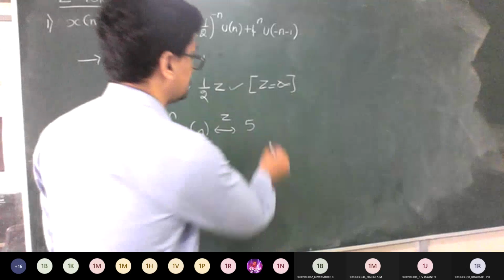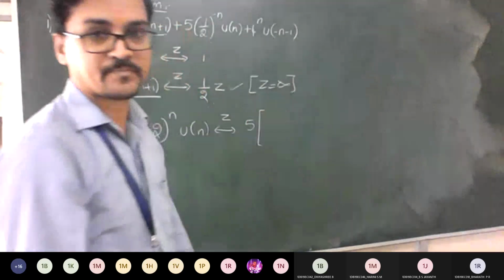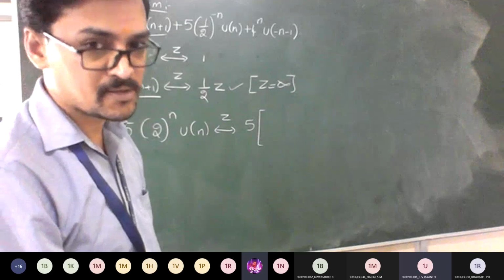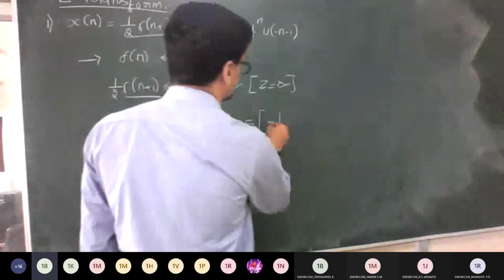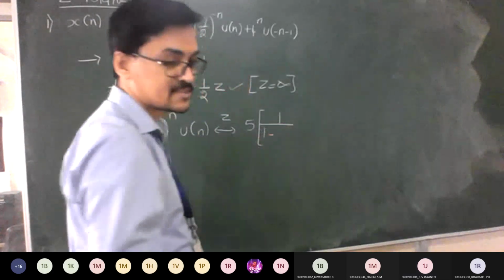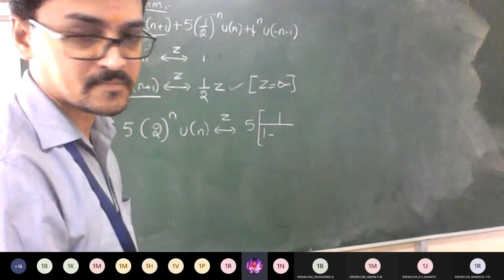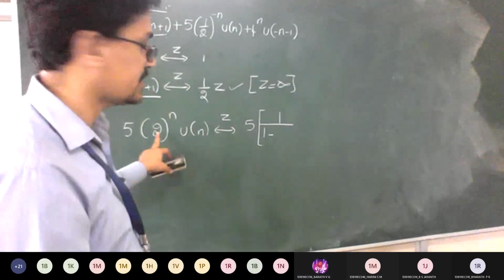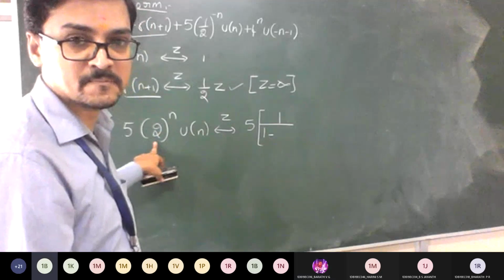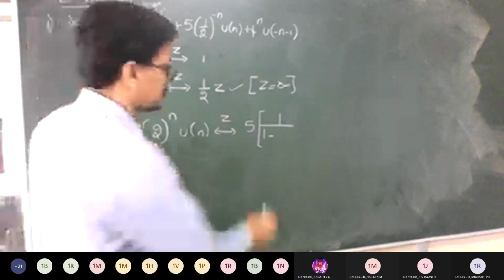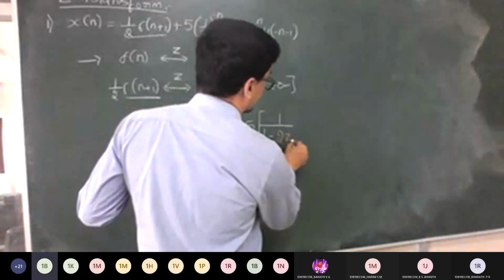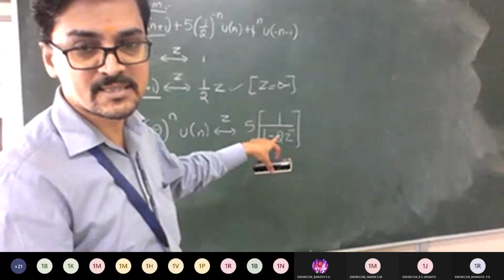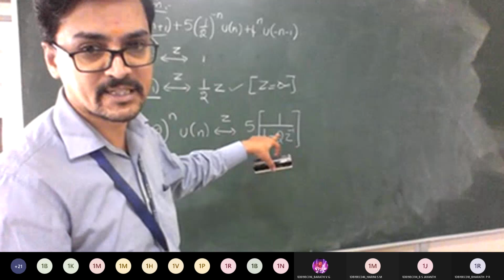What is the formula, guys? 1 divided by 1 minus a into z power minus 1. According to the question, a is what? Two. So this is going to become 1 by 1 minus 2 z raised to the power minus 1. I hope you understood, right? How we got this is just a formula recollection.